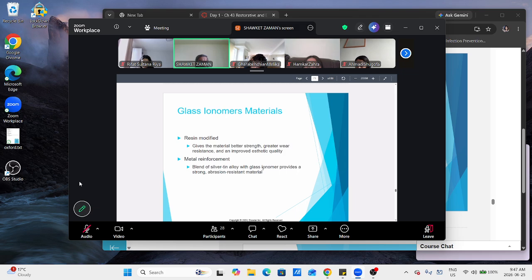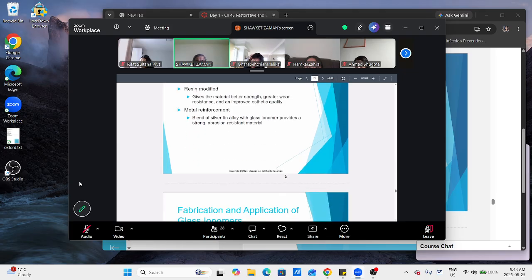We want the materials to be less soluble. This is one of the properties we discussed yesterday, the solubility of the materials. If the material dissolves very fast, then it will not be a good material. We want the materials which are less soluble. Glass ionomer is one of the examples.